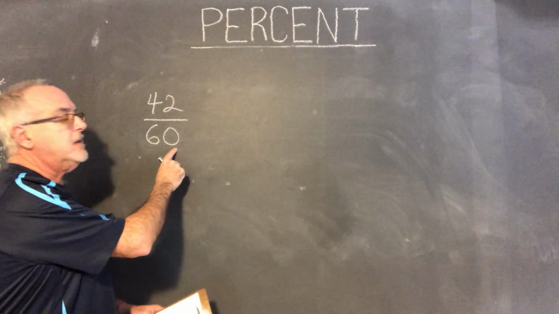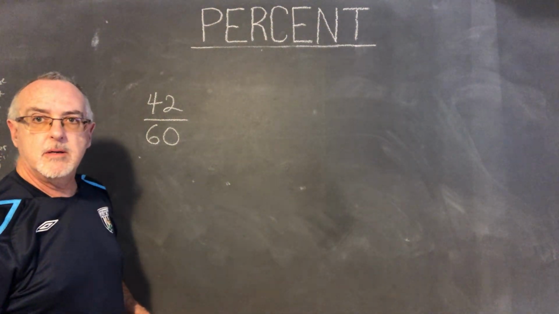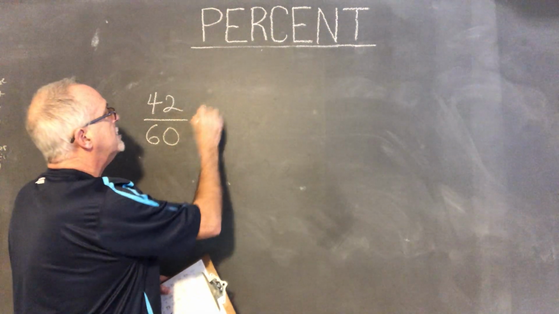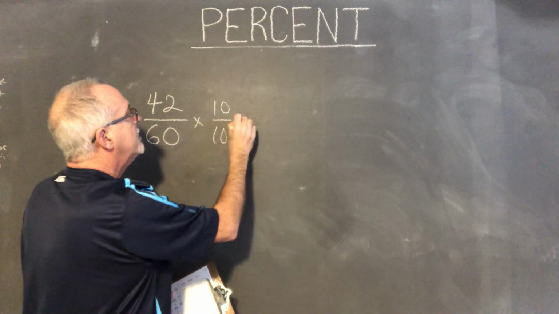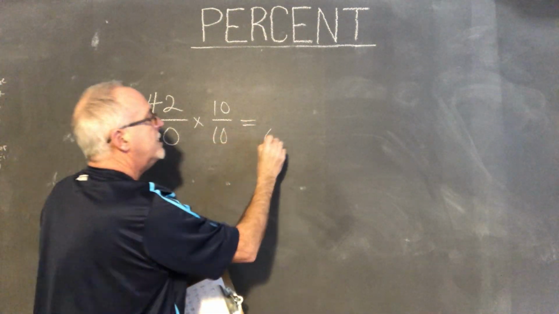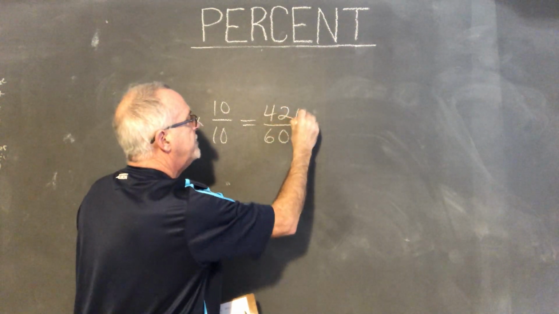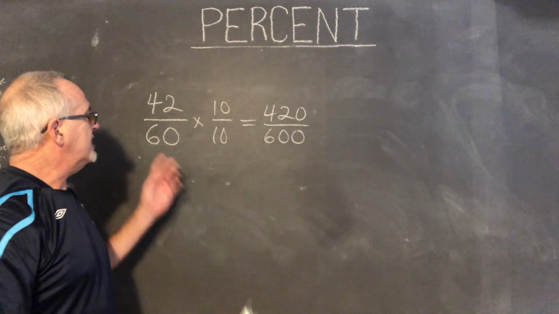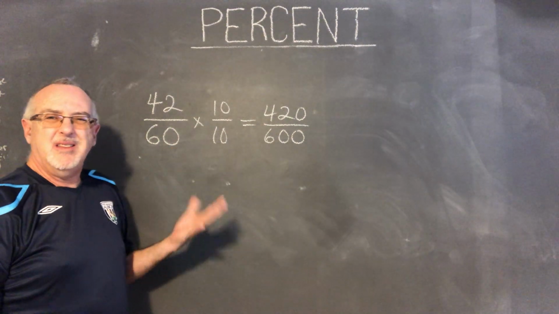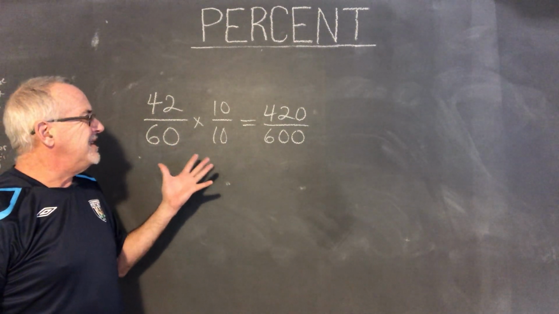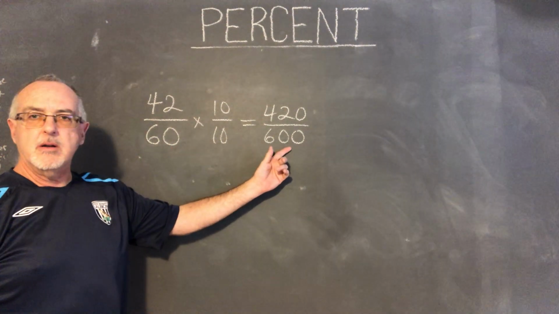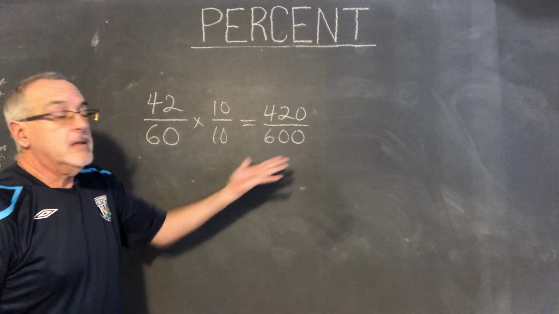So one of the things I like to do is to say, well, you know what? I can multiply 60 by a number easily and get 600. So that's what I'm going to do. I'm multiplying this by 10 over 10. And 60 times 10 is 600. And 42 times 10 is 420. Now, why did I do that? Because getting 60 to turn into 100 was a little bit of an ordeal. But getting 600 to turn into 100 is easy because it's a multiple of hundreds.